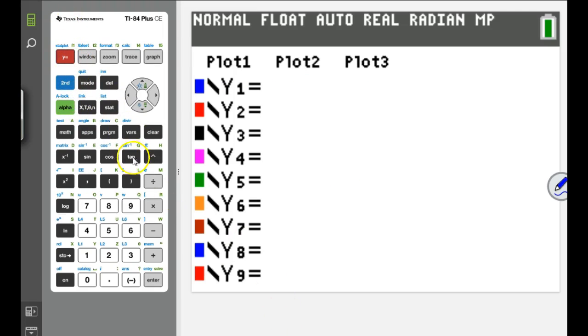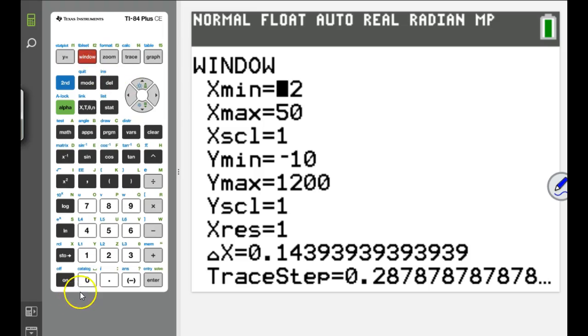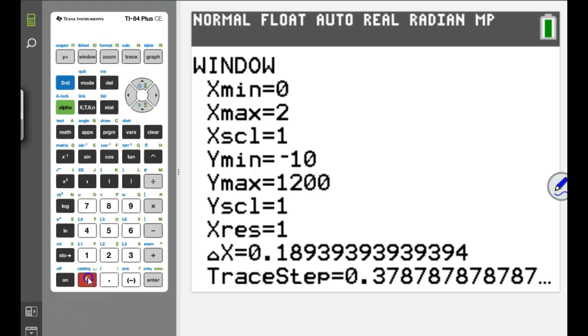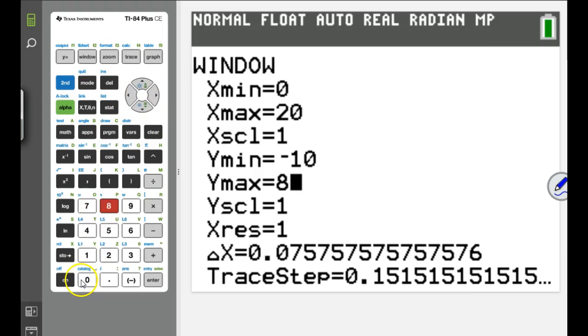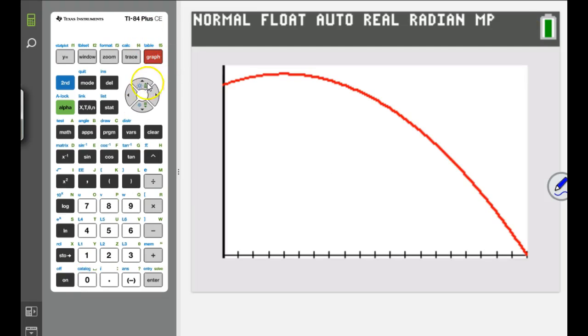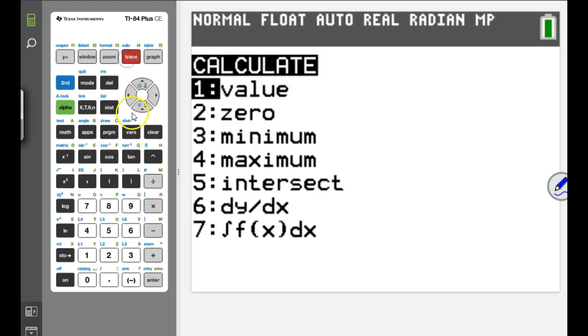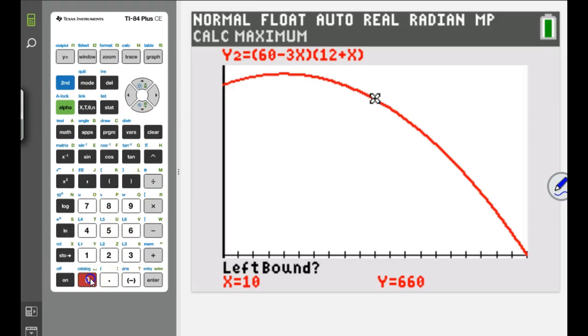All right. Someone might have to tell me what this was. 60 minus 3x. I remember that part. Was it 12? Oops, I forgot the x. 12 plus x. And for a window, we decided like 0 to 20 and then up to like 800 maybe. And then I need to find the maximum. It's somewhere between 0 and 20. I want to just be lazy and type it in. I got 4 and 768.